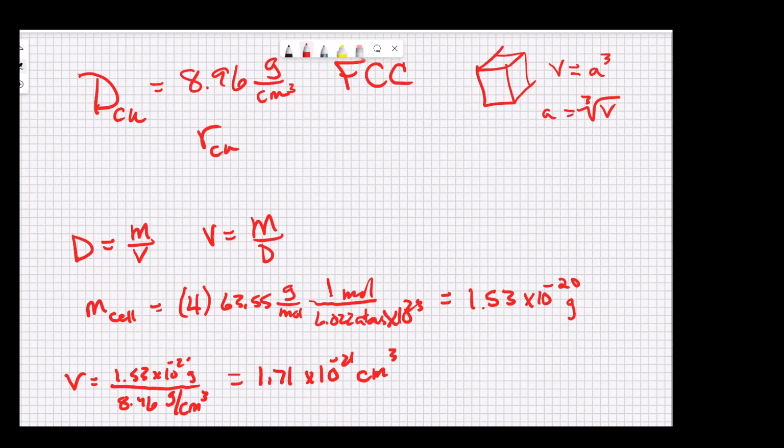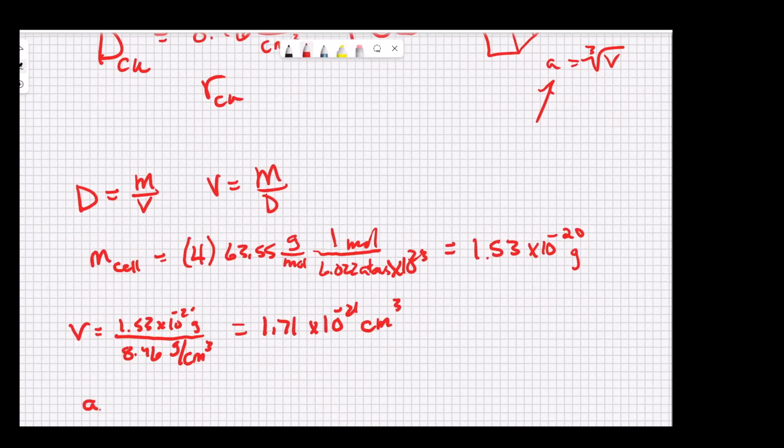So what is the length of the edge of the cube? Well, the length of the edge of the cube is the cube root of the volume, right? So what is that? A is equal to what? The cube root of 1.71 times 10 to the minus 7. 1.20 centimeters.